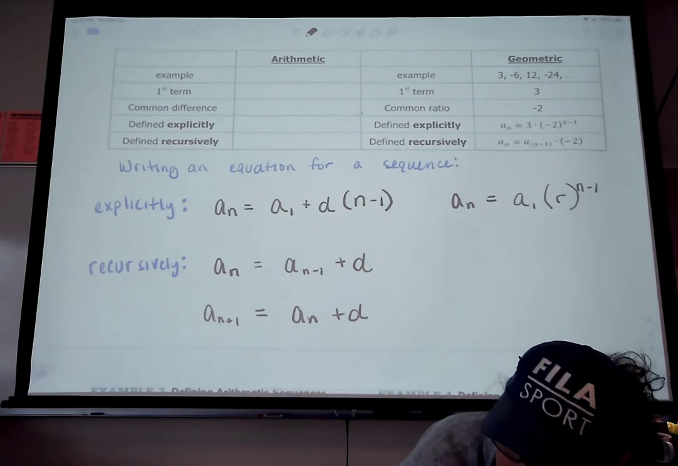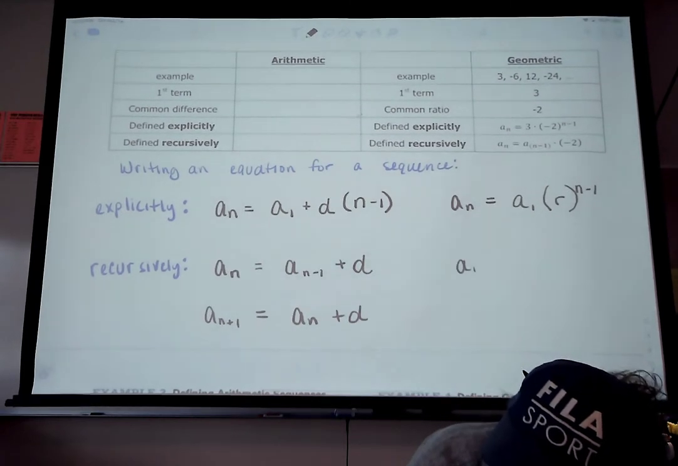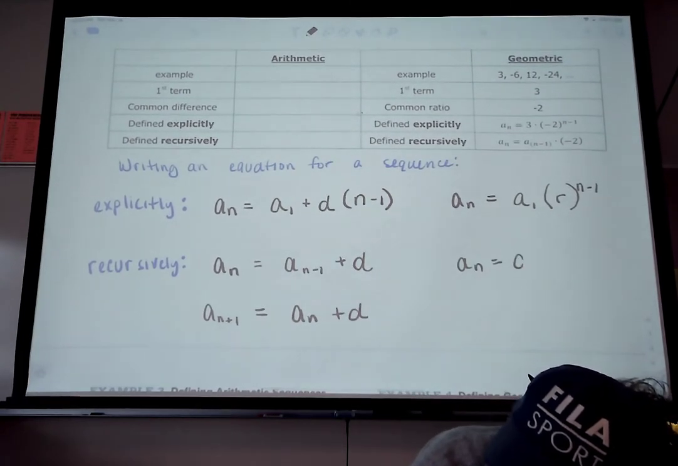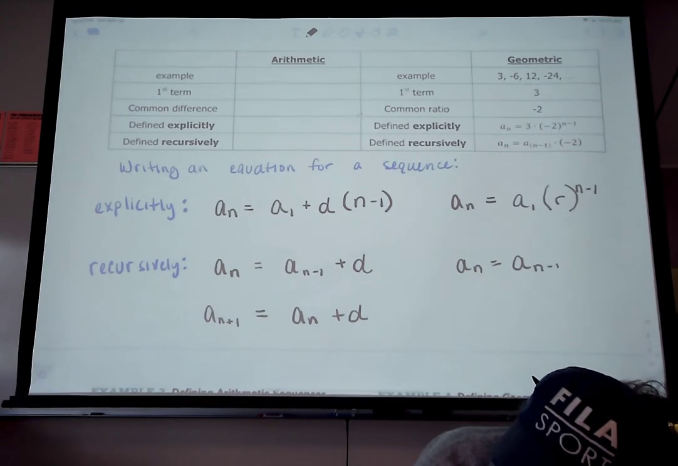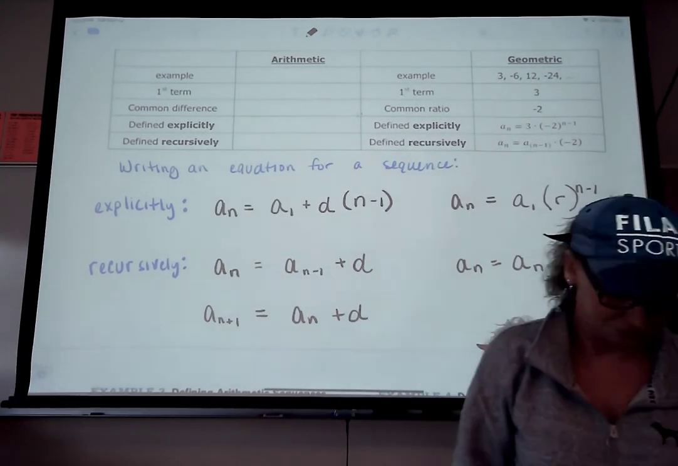The recursively defined geometric sequence looks like this. To get a term, take your previous term and multiply by r.